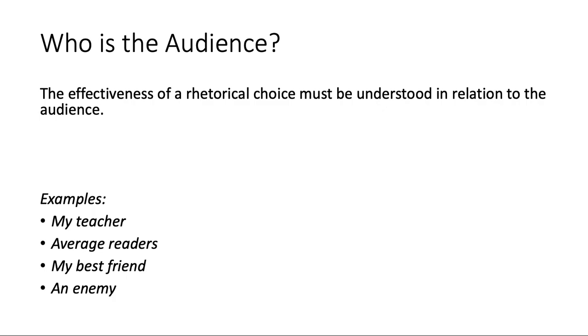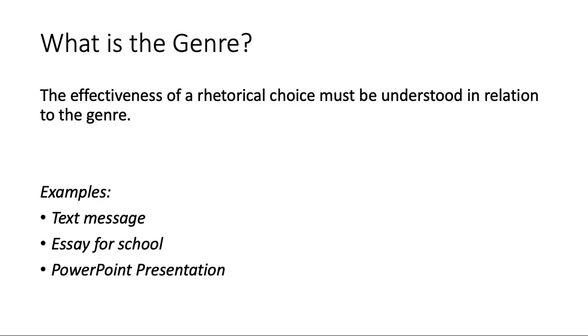A second question we have to ask ourselves when deciding if a rhetorical choice is effective is, what is the genre? So the effectiveness of a rhetorical choice has to be understood in relation to what kind of text I am trying to write. For example, if I'm writing a text message, I might include emojis and a GIF, and that would be really appropriate rhetorical choices for a text message, right? It is very appropriate to include emojis in a text message. But if I'm writing an essay for school, it would be a very ineffective rhetorical choice to include emojis.